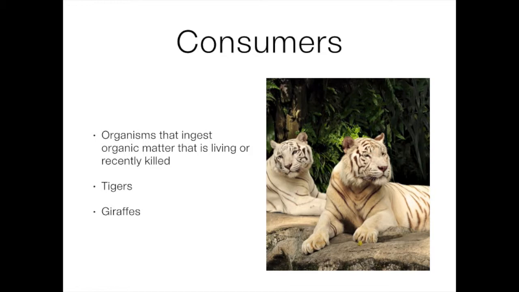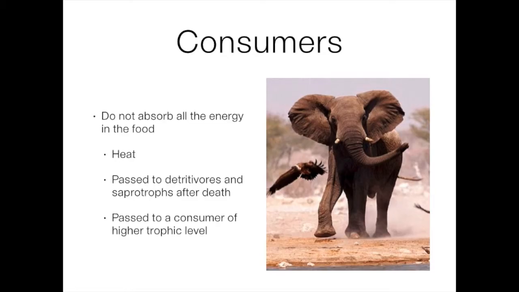Examples are any familiar animals that we know, such as tigers, giraffes, elephants, humans, sharks, and more. They do not absorb all the energy in the food. The energy that they do not take into their tissues leaves them in one of three ways.